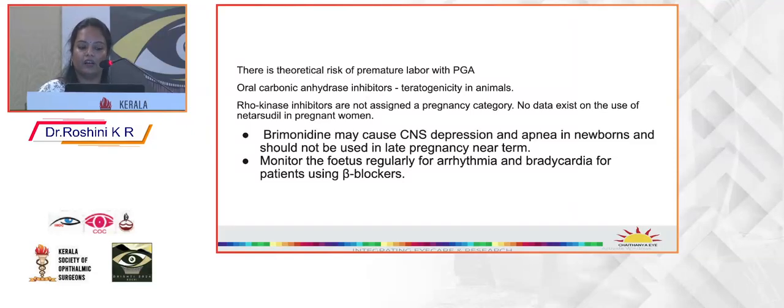Oral carbonic anhydrase inhibitors can cause teratogenicity in animals. Rho kinase inhibitors are not assigned a pregnancy category, and no data exist on the use of them. Brimonidine may cause CNS depression and apnea in newborns and should not be used in late pregnancy near term. Monitor the fetus regularly for arrhythmia and bradycardia for patients using beta blockers.